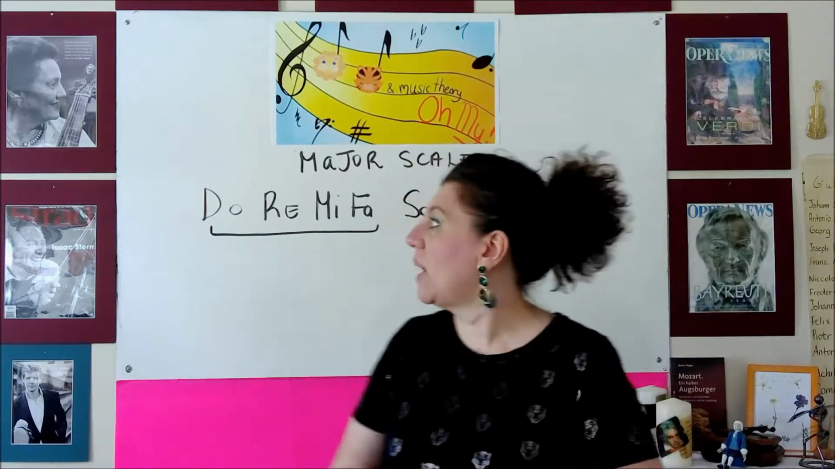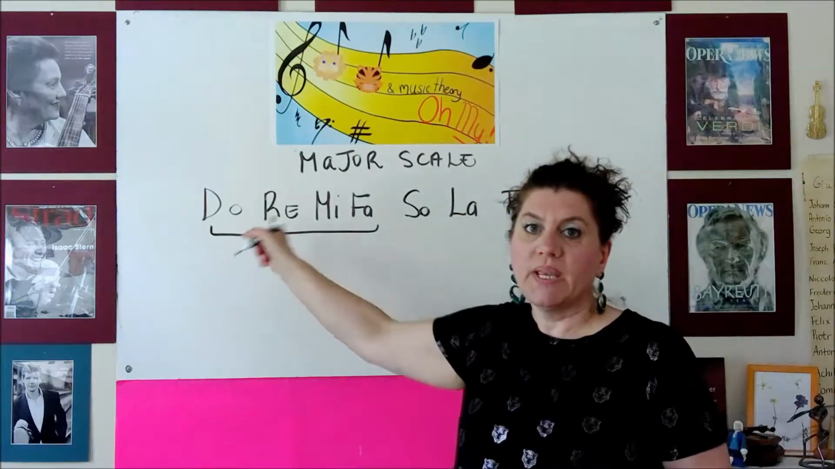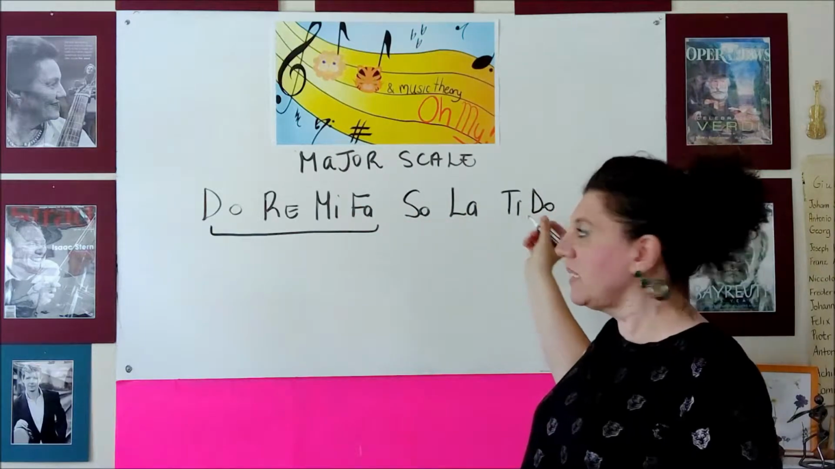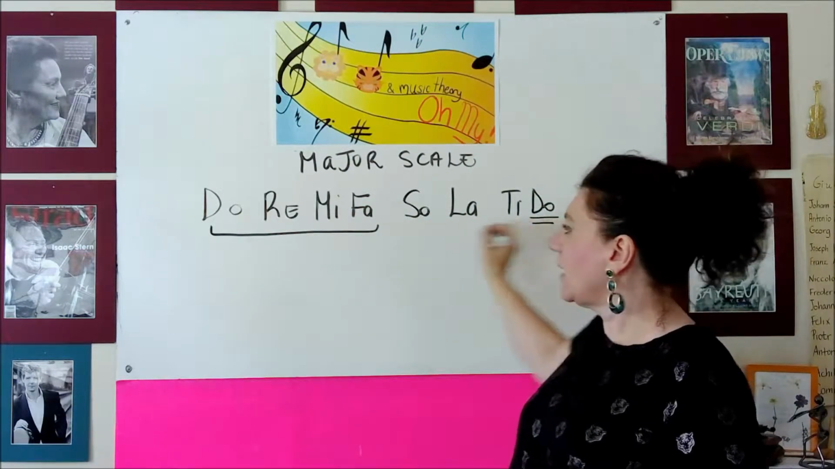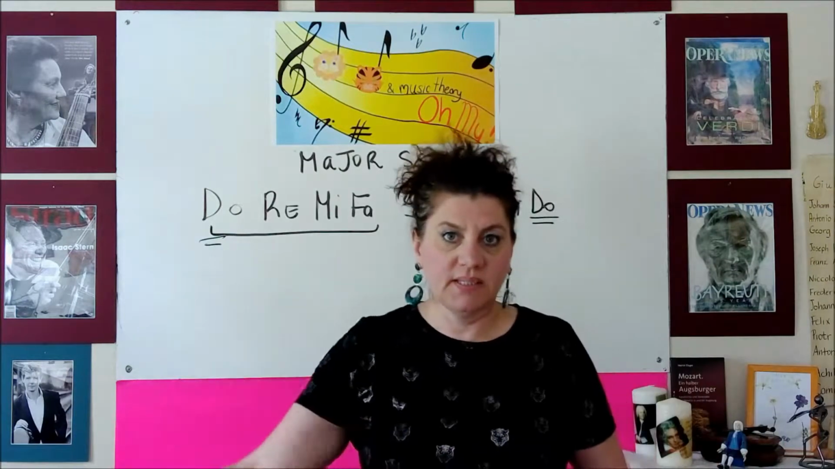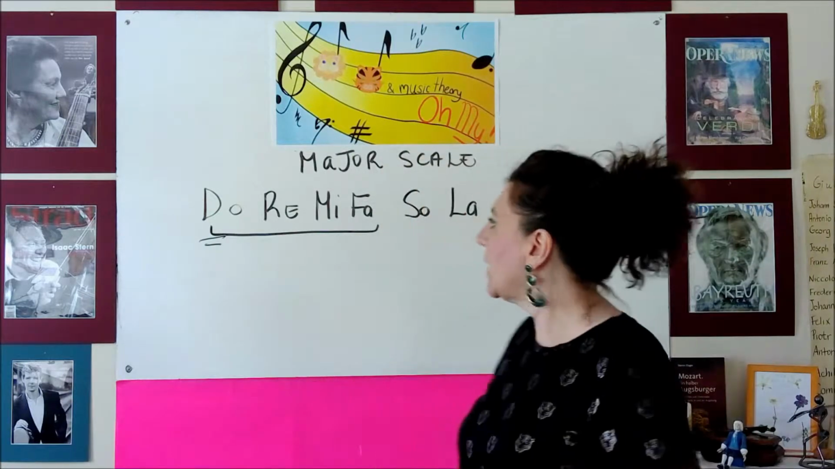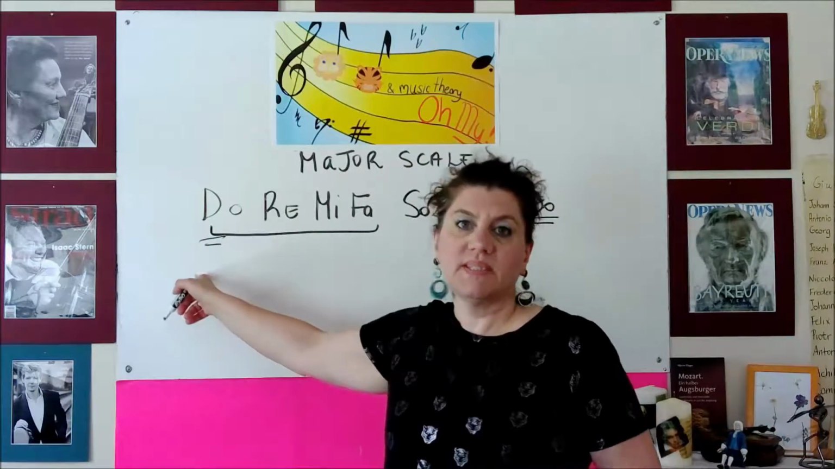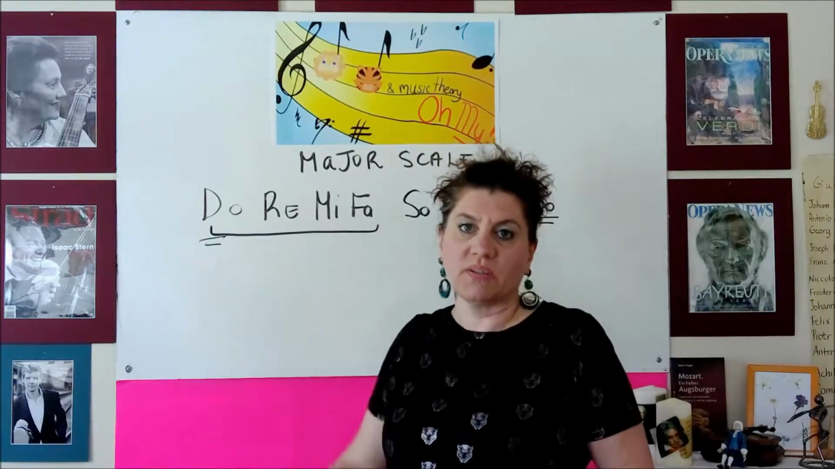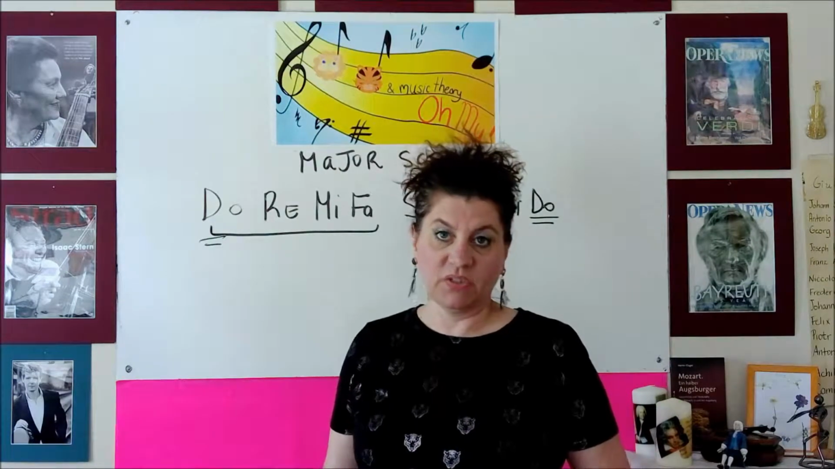So let me write up the major scale for you guys. Actually, I've done that. So, Do, Re, Mi, Fa, Sol, La, Ti, Do. A scale gets its name from the first starting note and the ending note, basically because it is the same note. So if I call Do the C, then it's going to be a C major scale. If I call Do the B flat, it's going to be the B flat major scale, and so on.